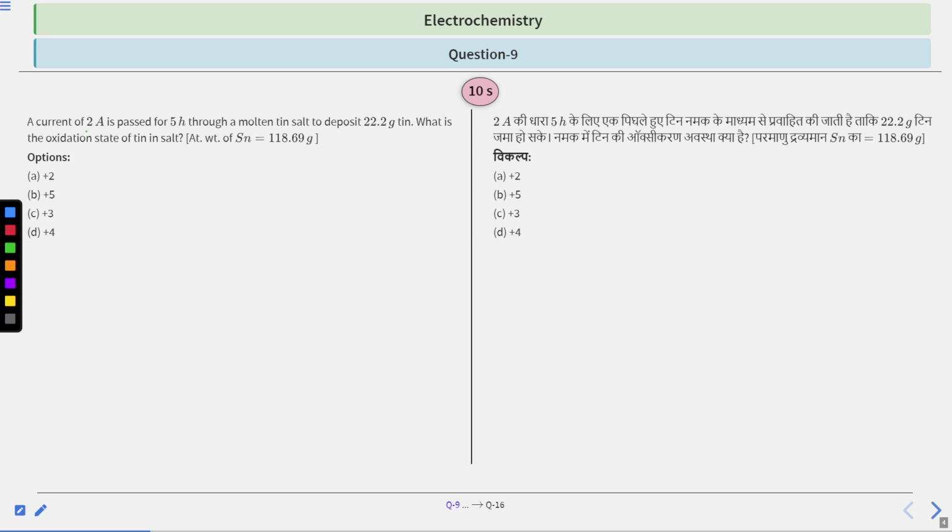A current of 2 ampere is passed for 5 hours through a molten tin salt to deposit 22.2 gram tin. What is the oxidation state of tin in the salt? We have to find out the oxidation state of tin. The atomic weight of tin, symbol Sn, is given as 118.69 gram. Options are +2, +5, +3 or +4. So you have 10 seconds to solve this question. After that, we will see the answer.